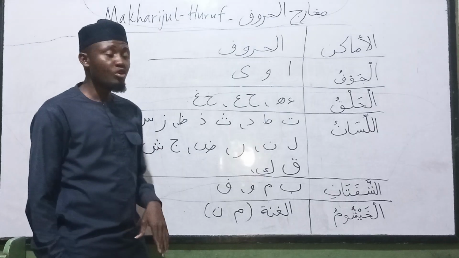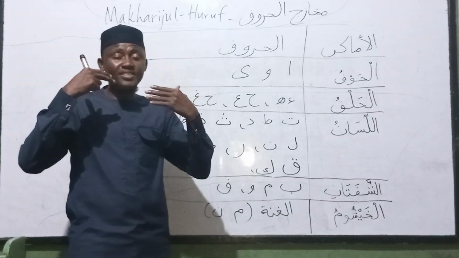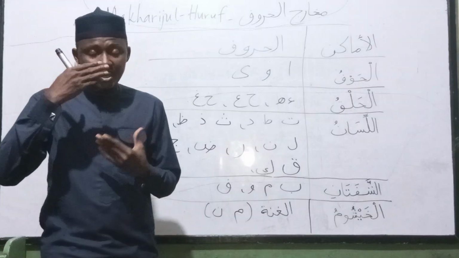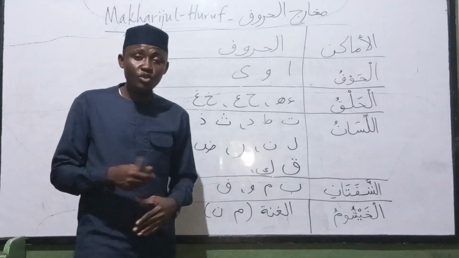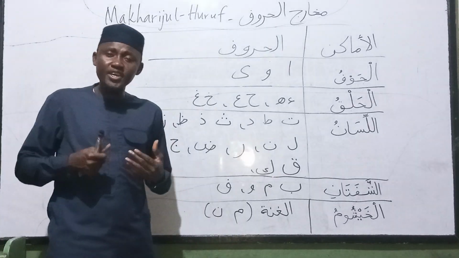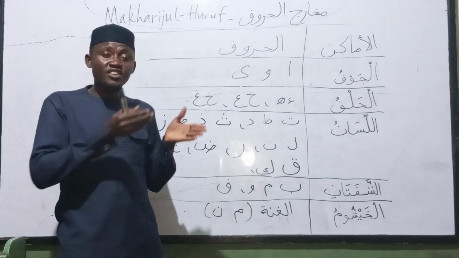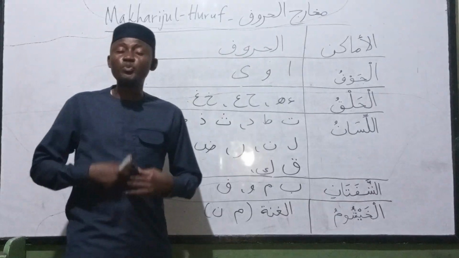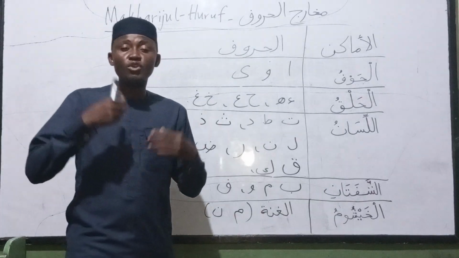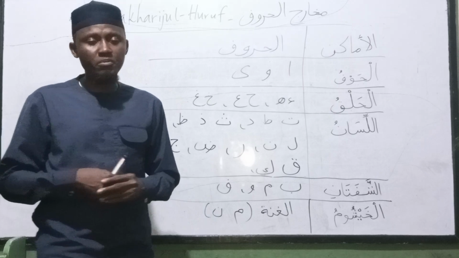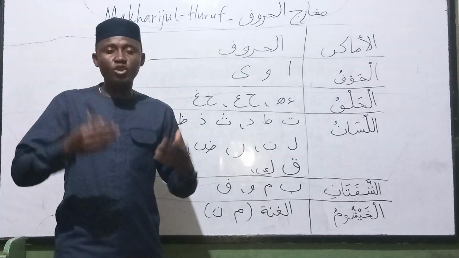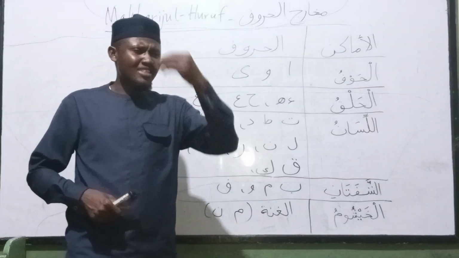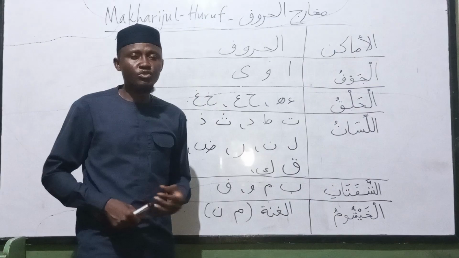The last one is al-khayshum, which is the nostril. The nostril is the place from which we articulate nasalization, gunna. So the letters that we employ this nostril for are mim and nun. That is, the letters that when you pronounce them, there's a bit of gunna, a bit of nasalization accompanying them. And when you are speaking, you see that the sound is also coming from your nostrils.